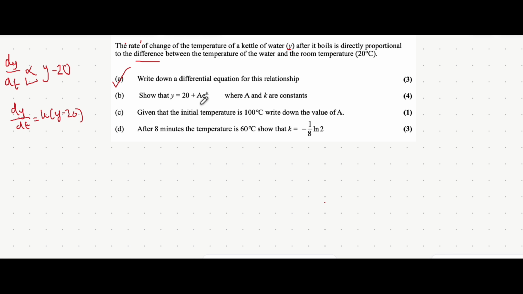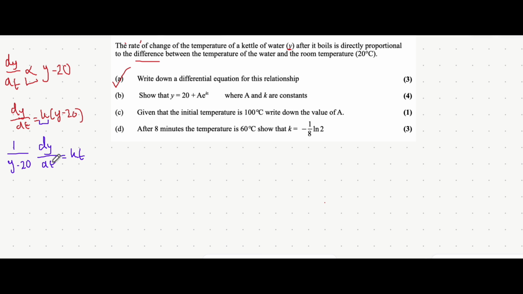Show that y is equal to 20 plus ae to the power of kt. So straight off the bat, what I realize here is there's a power of kt. The only way you can get that kt is if you keep k on the right hand side of the expression and if you integrate it with respect to t, because the integral of k with respect to t is kt. So let's do that. Let's keep the k on the right hand side and let's remove everything else from the right hand side. So starting off, dividing both sides by y minus 20, you get 1 over y minus 20 dy by dt is all equal to k.